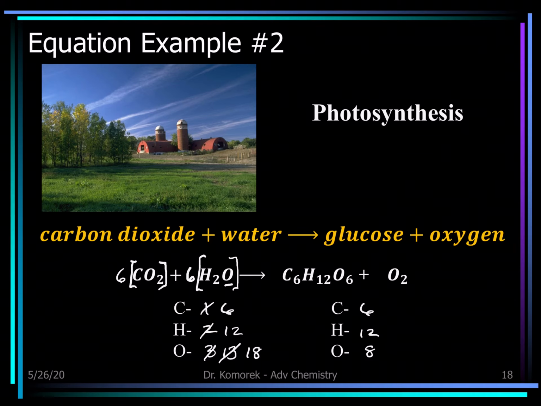Now, on the right side, we have only 8 oxygens. Do we put the number in front of glucose or in front of oxygen? Answer, oxygen, because putting in front of glucose will alter everything that we already balanced. So, how many oxygens do we need here at the end so that when we add these 6, we get the 18 we need? The answer is we need 12 here. Putting a coefficient of 6 in front of the oxygen gives us the 12 we need, so that when we add on 6, we get a total of 18.